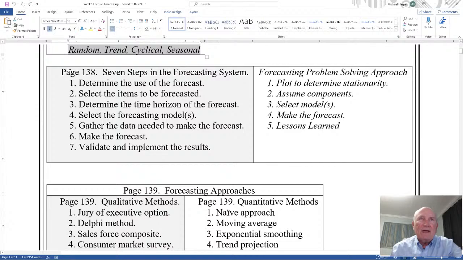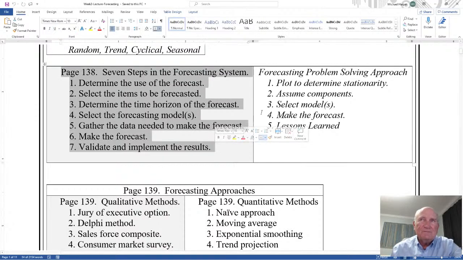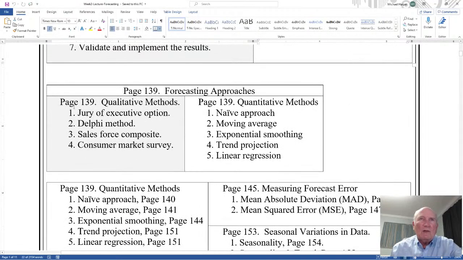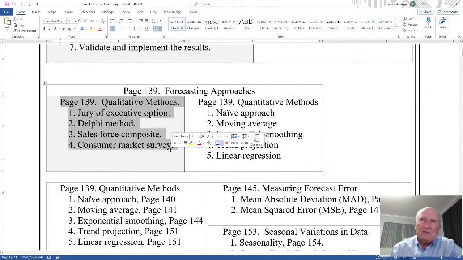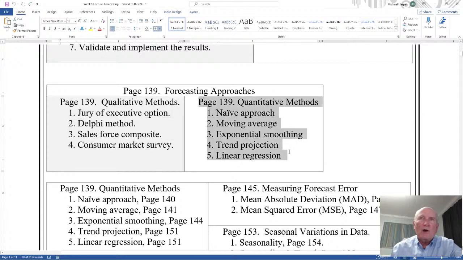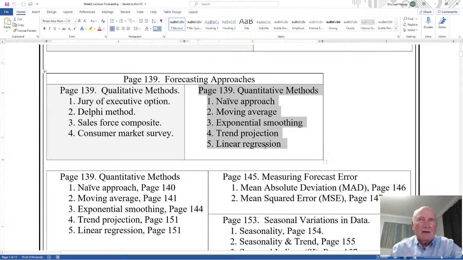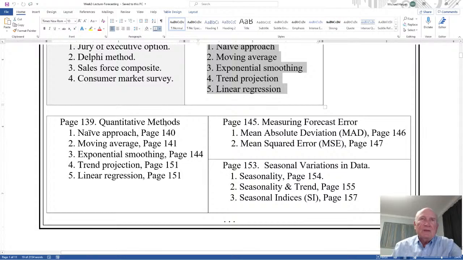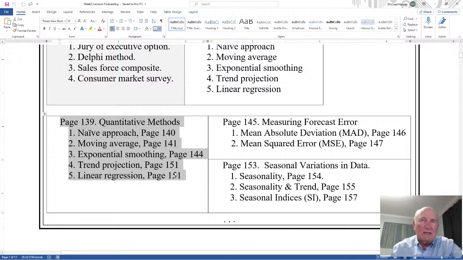Okay, now they have a 7-step procedure. I will replace that with a 4-step or 5-step procedure, and I'll allude to that as we work through the problems. And then we have qualitative methods. I won't really cover those too much in this course. I will focus on the quantitative methods, and there they are. These are the 5 beginning on page 139, where they list them. So I will cover the quantitative methods, and these are the pages that I will cover with the examples.